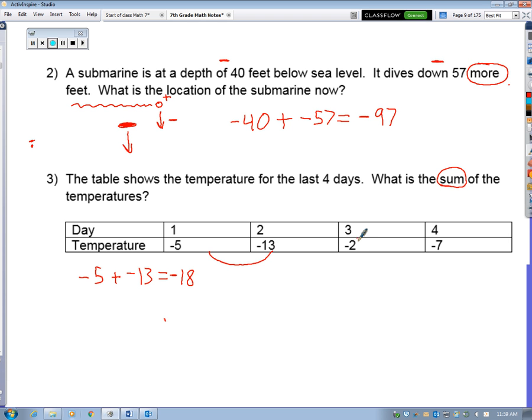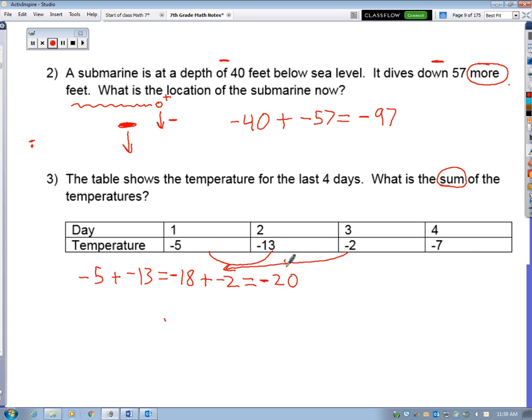Let's jump over to day 3 and let's add negative 2 to the negative 18 that we have already. Okay, same rule as before. We can add those together like normal. Give it the same sign, they're both negative, negative 20. Okay, we're doing great so far.